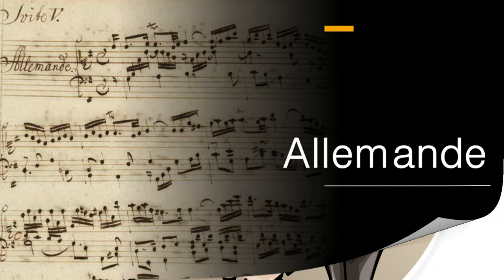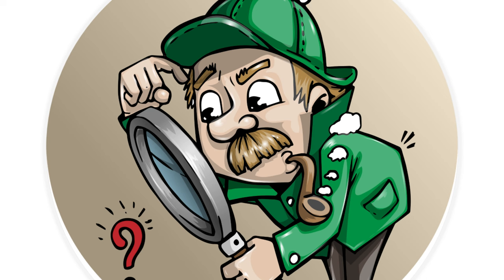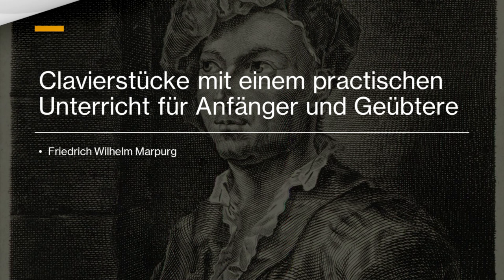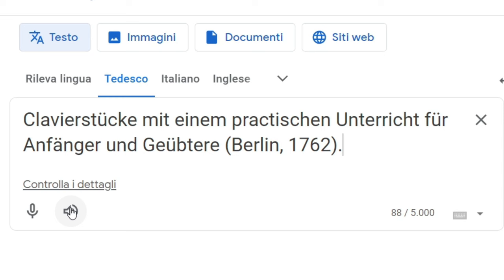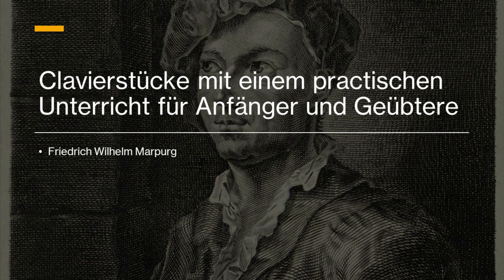What are all the elements we have to pay attention to when we perform an Allemande? What do we have to know in order to compose or improvise one? To answer this question, Friedrich Wilhelm Marpurg comes to our help. In volume 2 of Klavierstücke mit einem praktischen Unterricht für Anfänger und Geübtere, Berlin, 1762 — sorry, I can't pronounce this name yet — Marpurg tells us all the elements we must care about if we want to compose or improvise an Allemande. Here are the most important points for writing an Allemande, from Marpurg and from musical analysis.